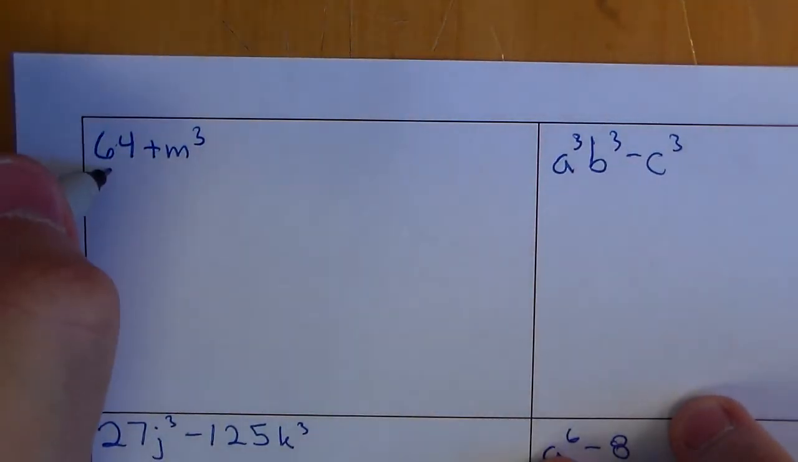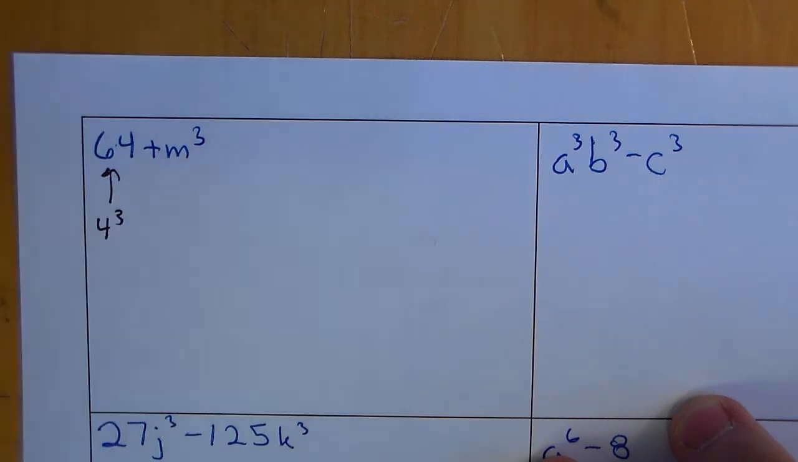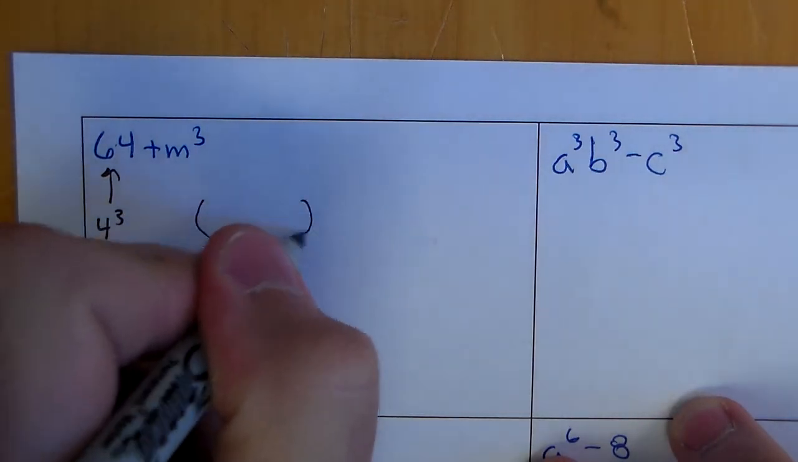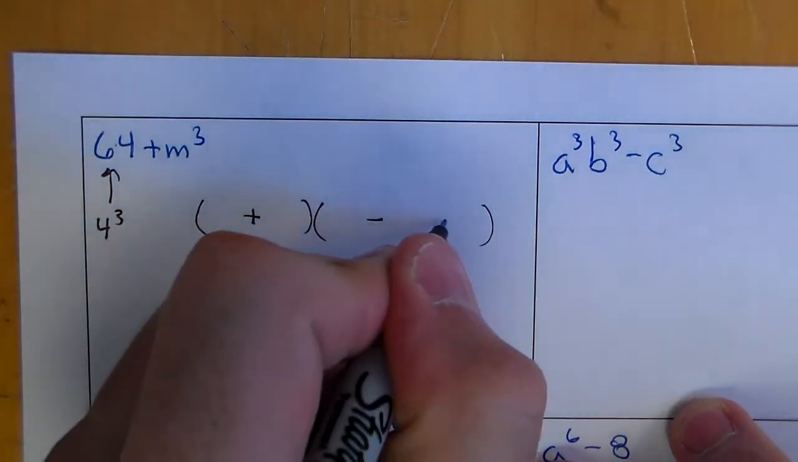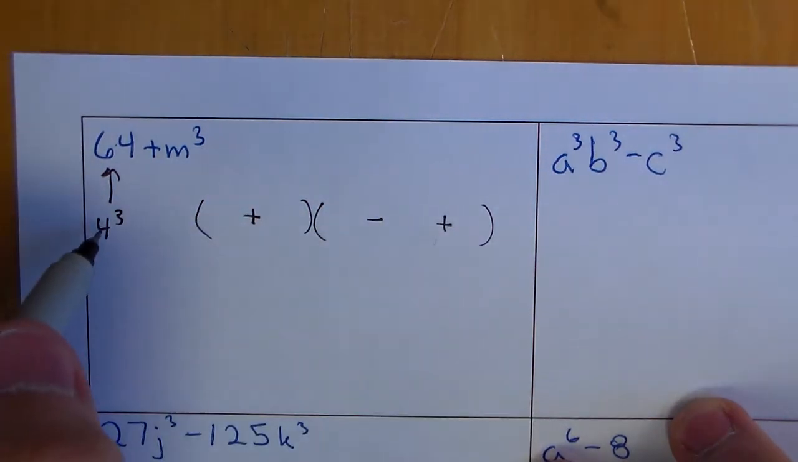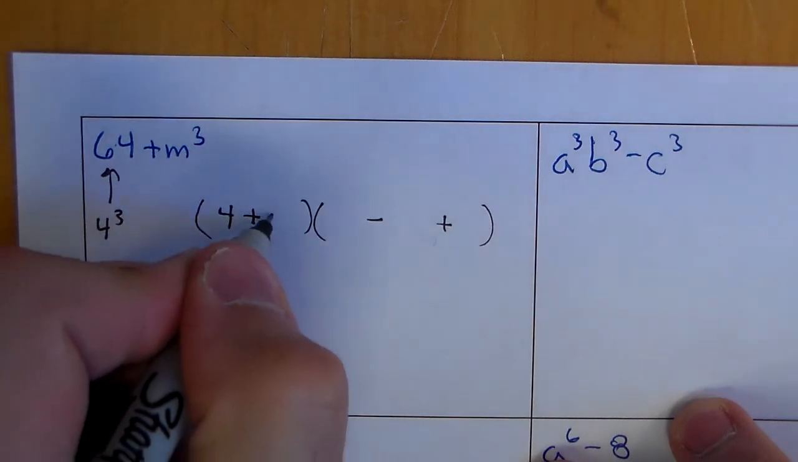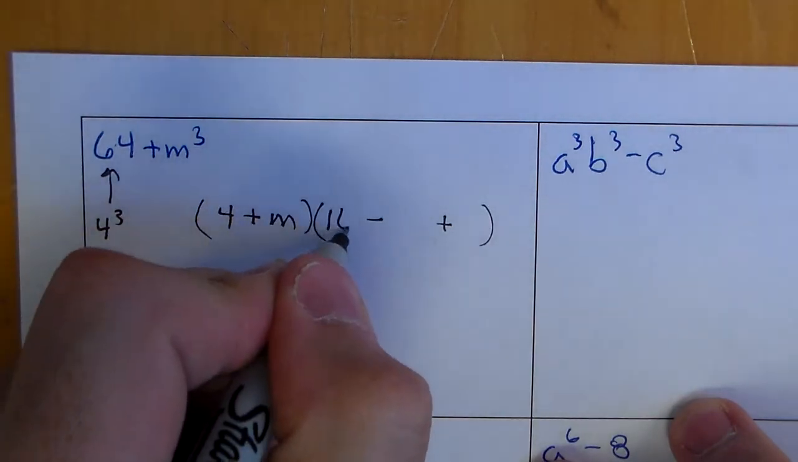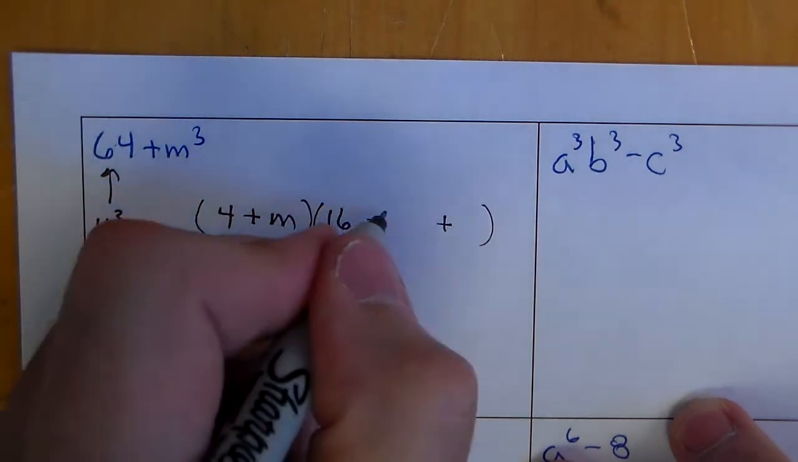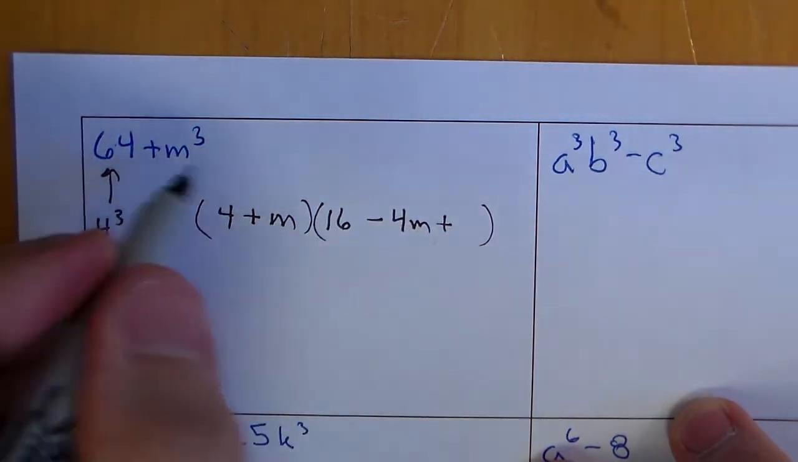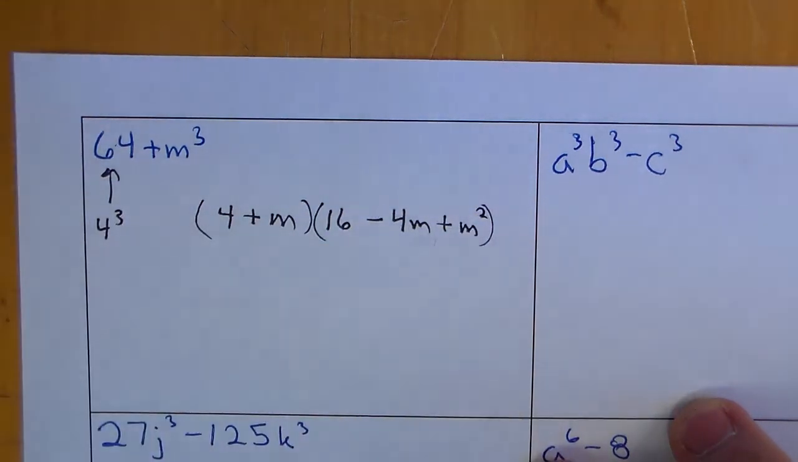64 plus m to the third. 64 is 4 to the third. We have plus, so that's same sign, opposite sign, always positive. We're going to go 4 plus m, 4 squared, then 16, and then we're going to do 4 times m, and then m squared as our last one.